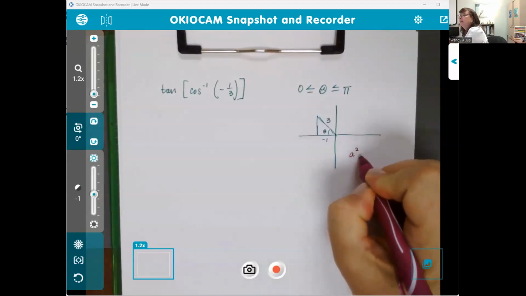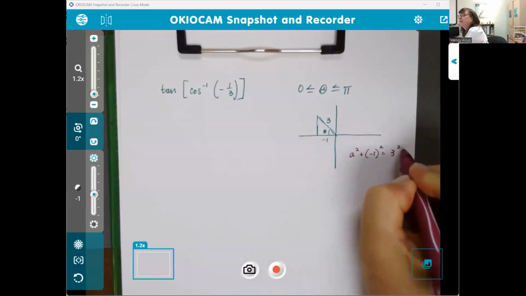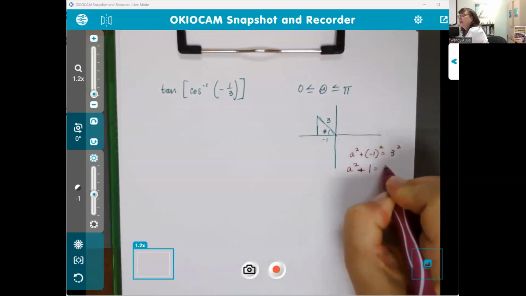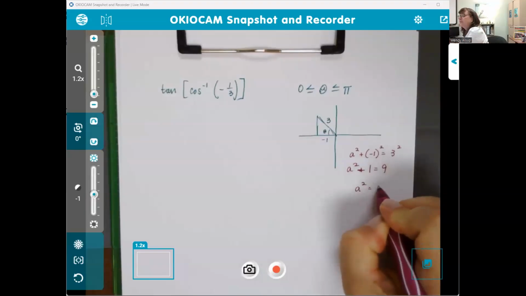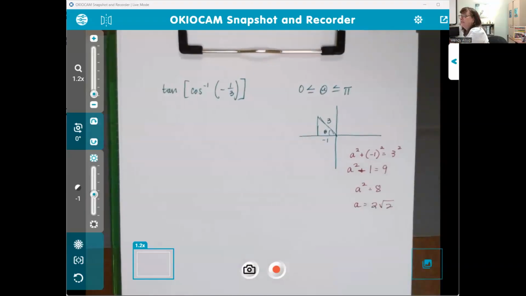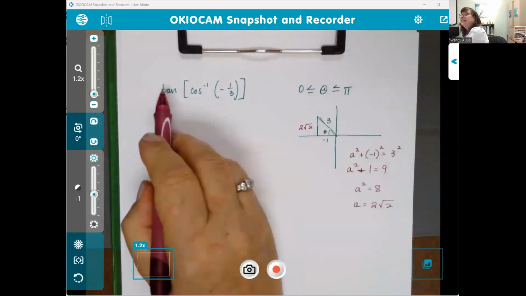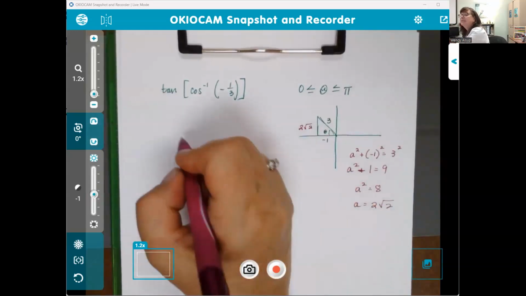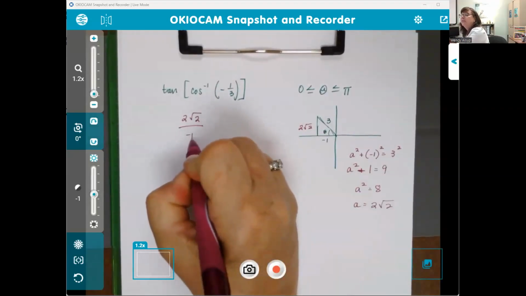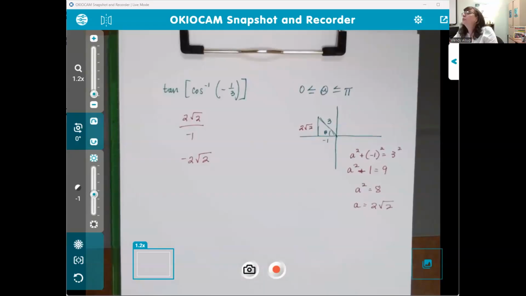So a squared plus b squared, -1 squared equals 3 squared. So a squared plus 1 equals 9, so a squared equals 8. And a would be the root of 8, which is 2 root 2. So then the tangent of this would be the opposite, the 2 root 2, over the adjacent, the -1. So it's negative 2 root 2.